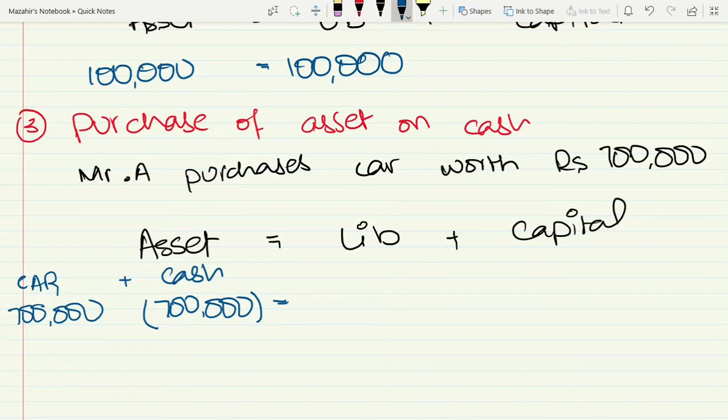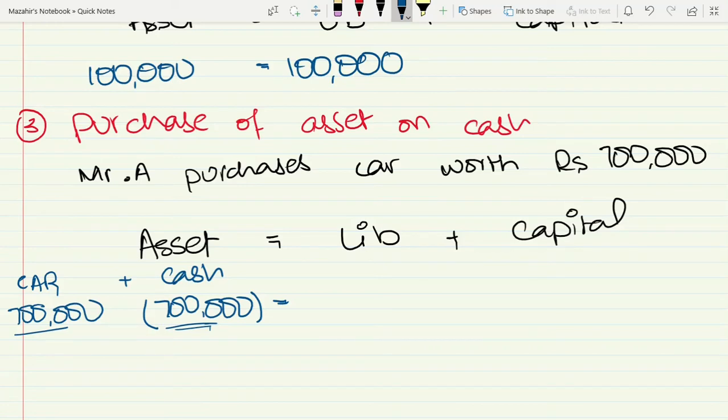So there are two types. There is a transaction involving two types of asset. One is car and the other is cash. The inflow of car worth 700,000, and the outflow of cash is again 700,000. So the equation will be 700,000 minus 700,000 is equal to 0.